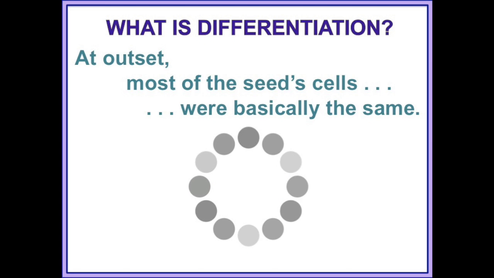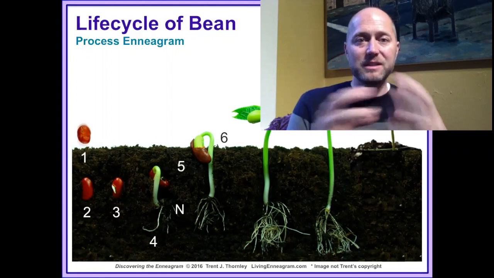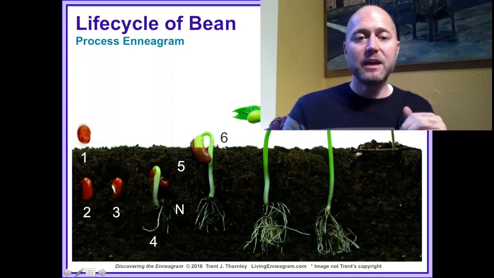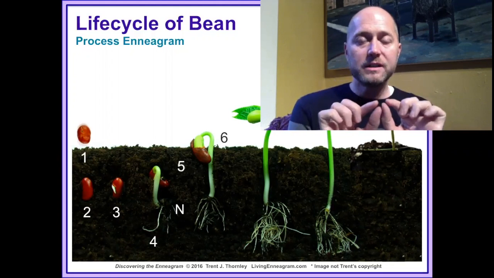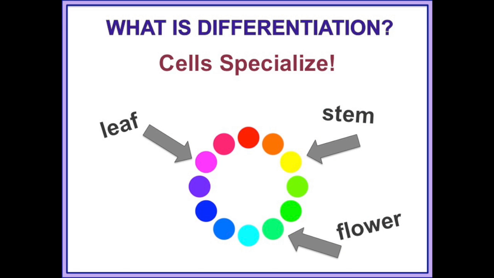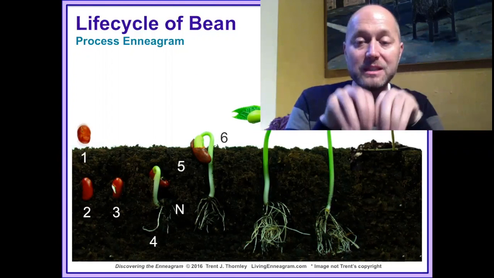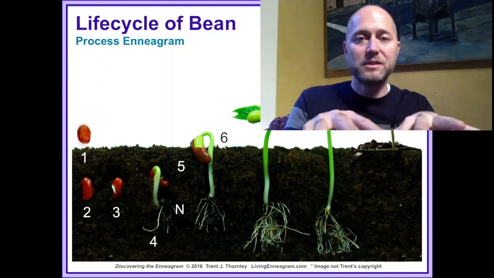It turns out that in the seed are all of these cells that are all the same. They're all cells of potential, kind of embryonic cells, if you will. So they could be anything, but they're all the same. And at the nadir of the Enneagram, the cells start to differentiate. So as the seed is dissolving and dying, all the cells become differentiated, so that some cells will eventually become flowers, and some will become stems, and others will become leaves, and others will become roots, and so forth. So there's a specialization that happens, a differentiation that happens with the death of the seed.